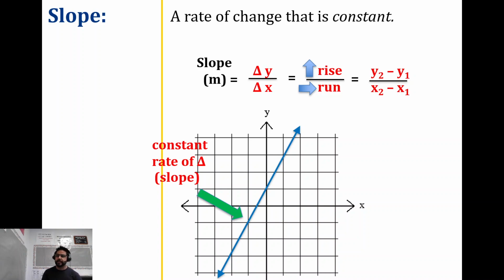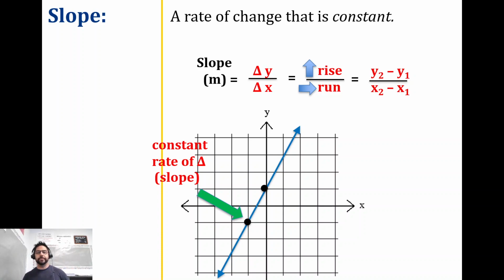So on your quiz, it may say find the slope. It may say find the rate of change. Same thing. If you have a graph, again, all you have to do is look at 2 points. Doesn't matter which 2 points you look at, as long as you reduce.